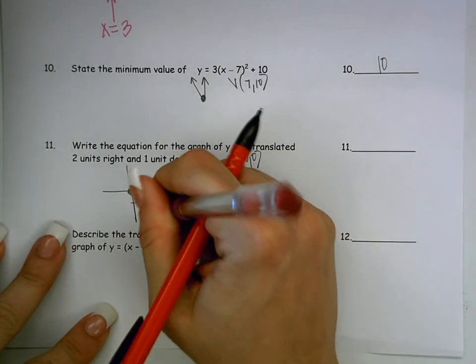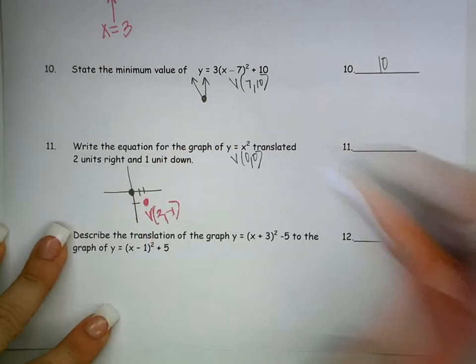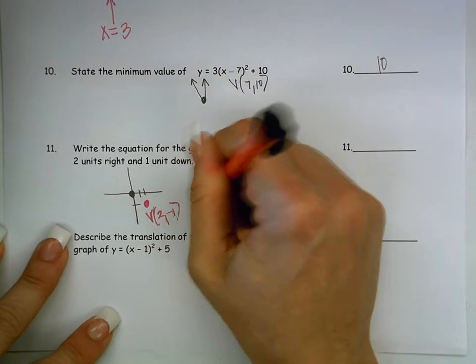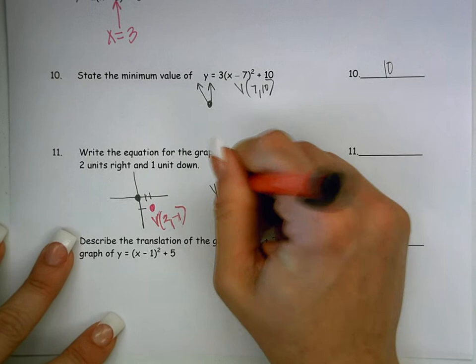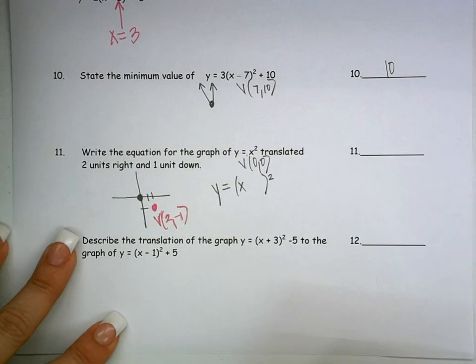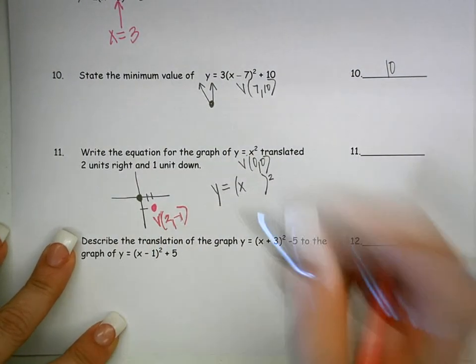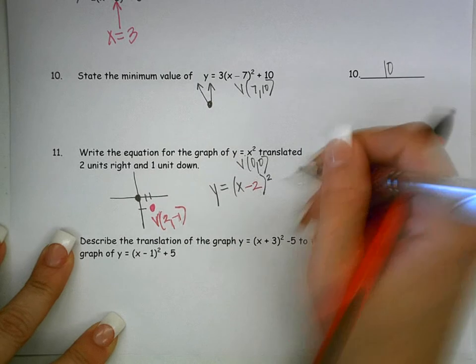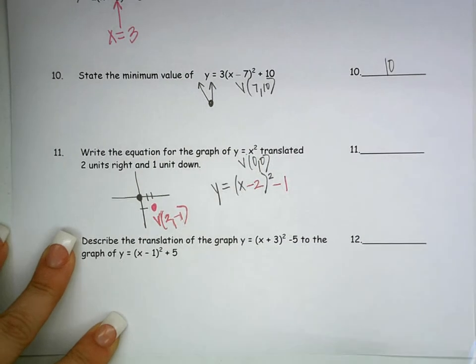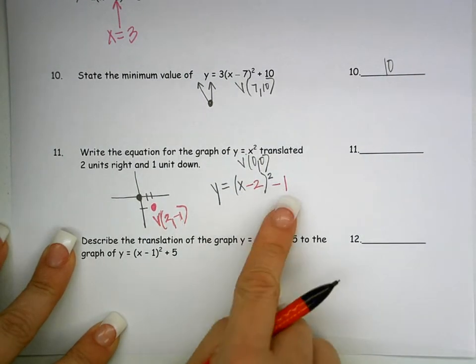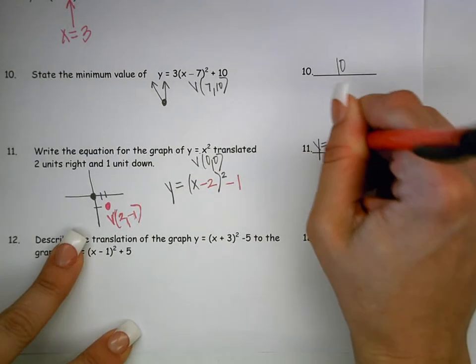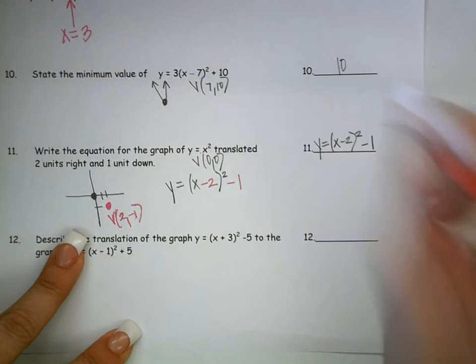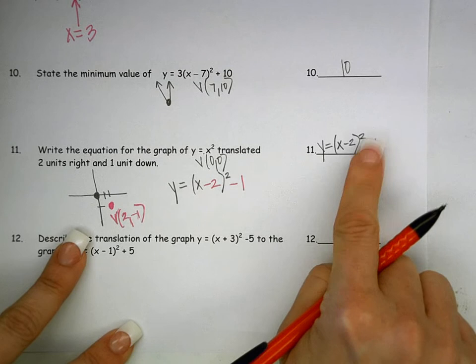If you have a vertex at 2, negative 1, I'm just going to insert this into y equals. Your a value is the same, so it's like a 1. Something inside being squared, so change the sign here, becomes negative 2. At the end, negative 1. So you're just rewriting this with the new vertex. So y equals x minus 2 squared minus 1. Make sure you keep the square there.